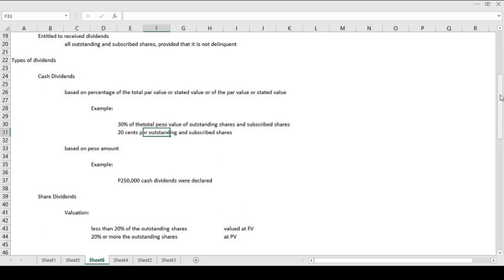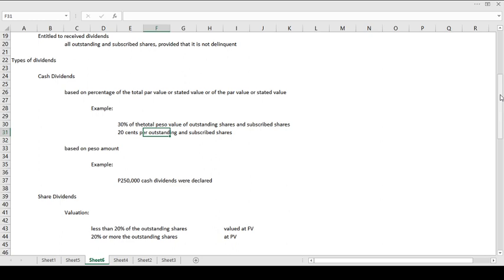It can also be stated as 20% of the par value. For example, if the par value is 1 peso per share, 20% of which is 20 cents, so 20 cents per outstanding and subscribed share. Then to get the totality of the dividends declared, if it is stated as a percentage per par or per stated value, multiply it by the total outstanding shares and subscribed shares.